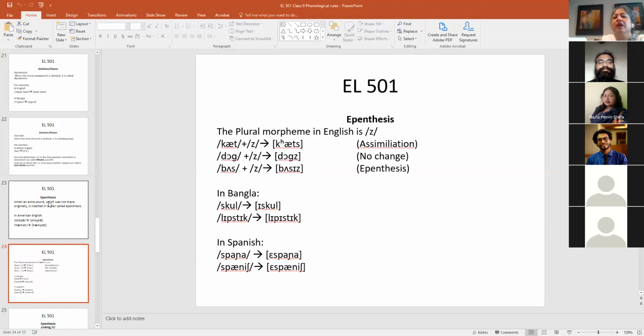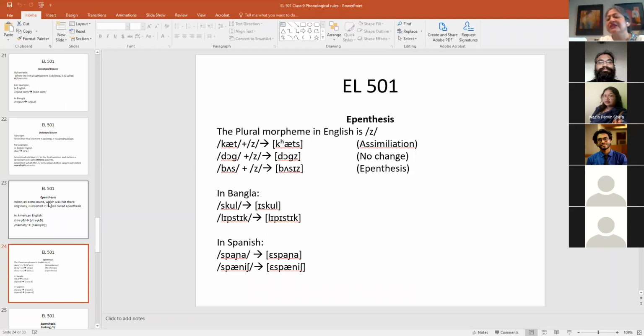So you can see it happens. And if the z sound occurs with another voiced sound, then there is no change. Dog, dogs. The z remains itself. But if it occurs with sibilants, such as s, sh, or z, any of these three sounds, then it inserts an E sound. Bus doesn't become "buzz," it becomes "buses." Houses. So it will always insert an E sound.